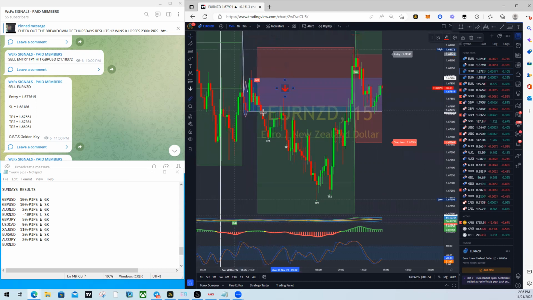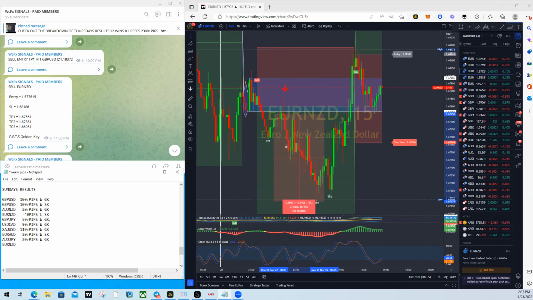Easy sell. We caught our 40 pips back, basically. We just caught our 40 pips back. There's 50 right there, so we're back into profit. As of right now, that's the only loss, and we just got it right back, right?